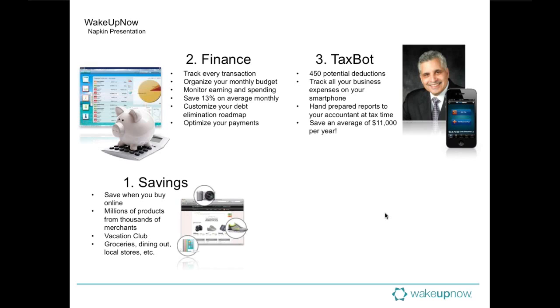Okay, the next part is you're going to talk about TaxBot, the tax deductions, the home business, the way that you can save an average of $11,000 per year. This stuff is awesome. You can't forget to present it. So you talk about your savings, you talk about finance, you talk about TaxBot.